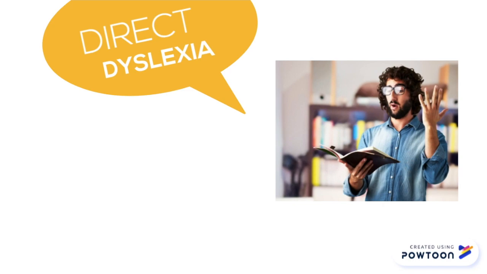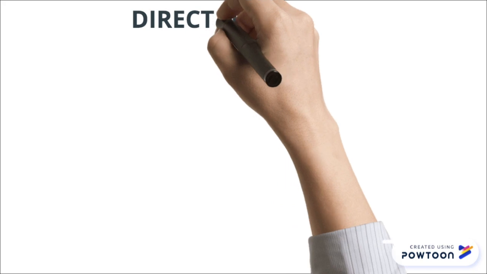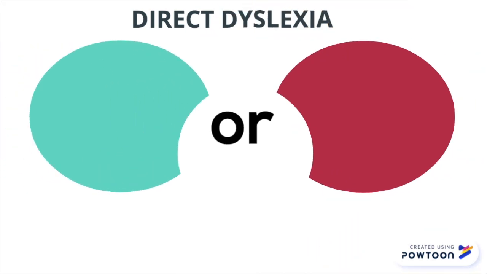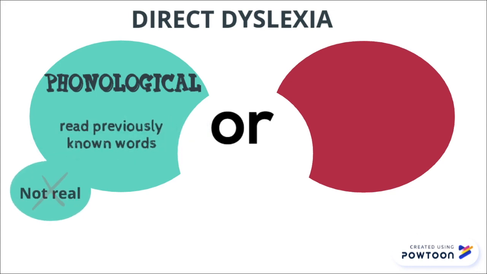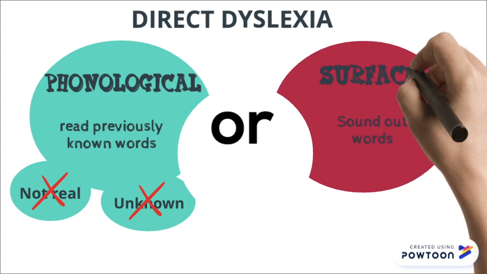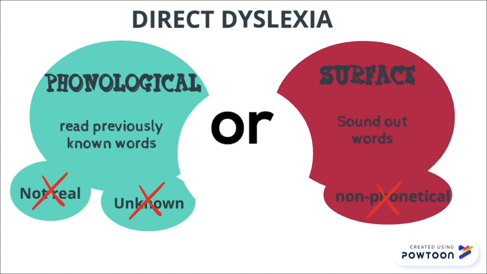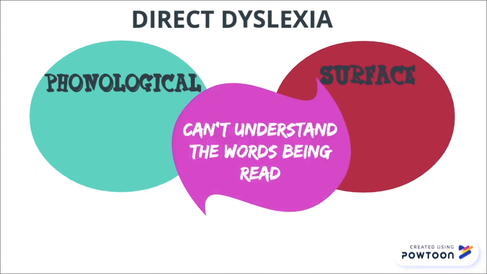know what it means. Direct dyslexia can be present in two different ways. It can resemble phonological dyslexia, where they can read words they're familiar with, but not words that are unreal or unknown, and some can sound out the words like in surface dyslexia, but the overall idea is that in either scenario, they can't comprehend the words that they are reading.